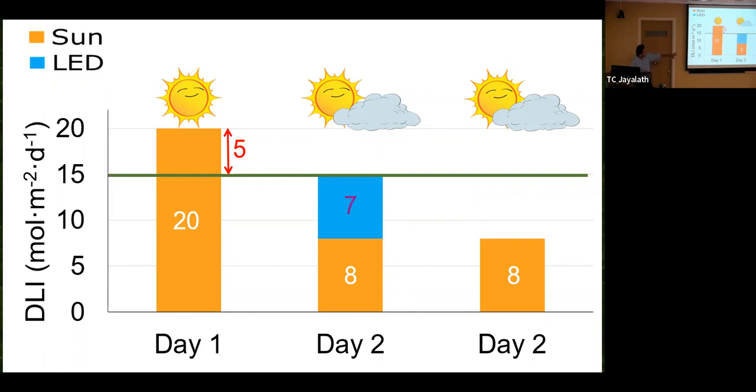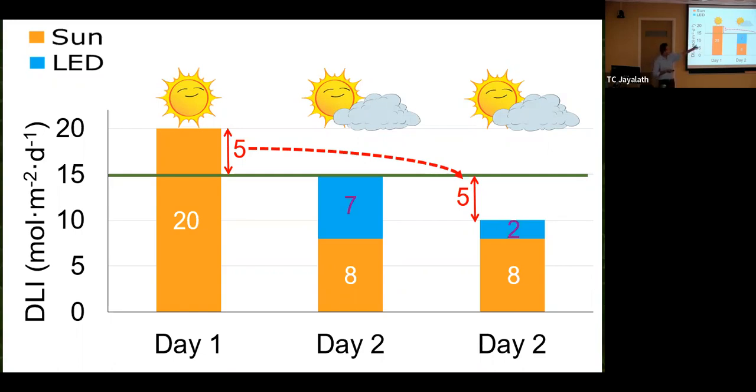So we get 8 from sunlight, and we consider the 5 moles of light the plant received from the sun on the previous day, that extra light. If we consider that, we only need to provide 2. So 2 plus 8 is 10, still 15 on average. If you look at the 20 on day 1, and we provide a total of 10 on day 2, the average DLI between the 2 days is still 15. If the average is still 15, we think the growth might also average out. Therefore, our method versus the conventional method might still give the same results.